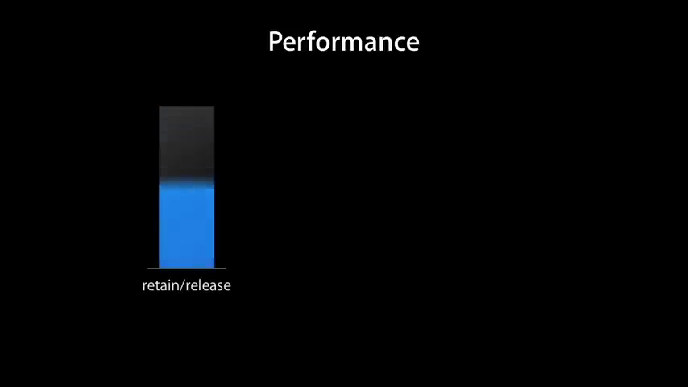Lastly, let's talk a little bit about performance. We've put a lot of effort into making ARC as efficient as possible, and we've tuned up the Objective-C runtime for ARC. First, the retain release implementation on NSObject now only takes 40% of the CPU cycles as it did before, which is a major speedup.